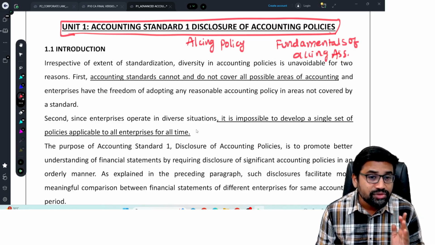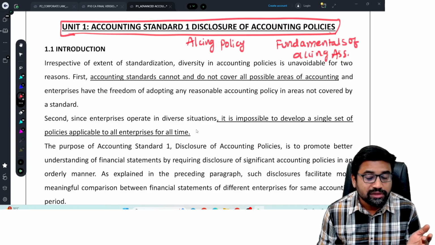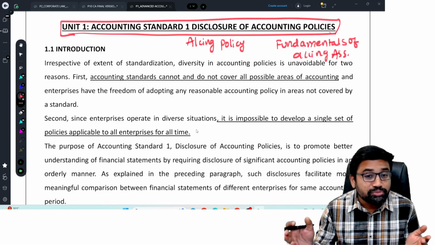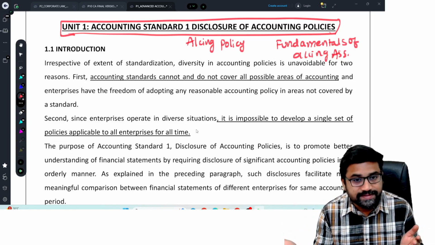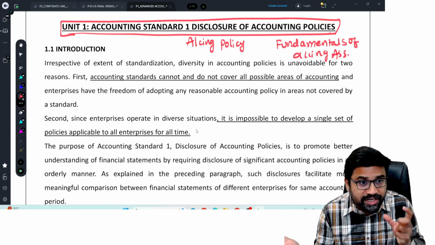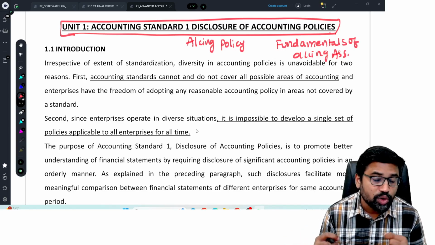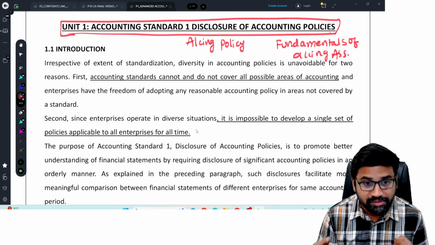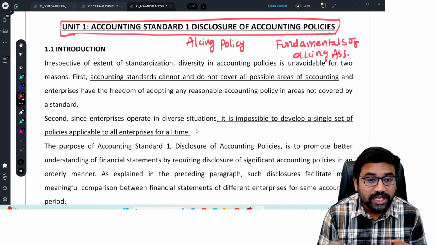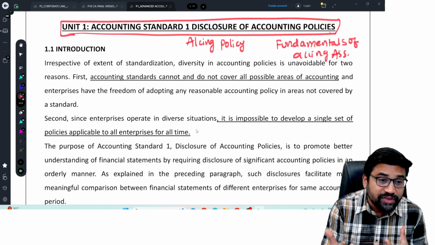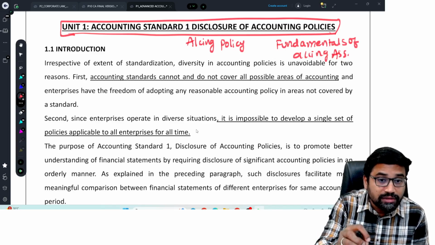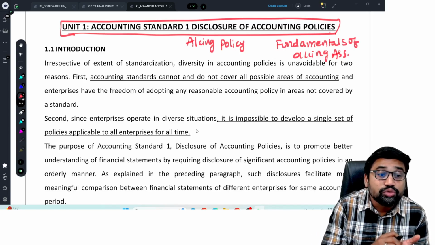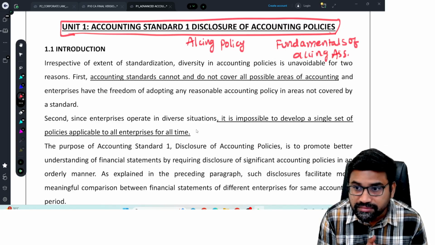Sir, on one hand you are saying there is no universal list of accounting policies which is applicable for everybody. On the other hand, you are saying ICAI is trying to bring the uniformity so that they want to improve the comparability and quality of the financial statements. Yes. So the main object of this standard is, even though it is not possible to have a single exhaustive list of accounting policies, for promoting better understanding of the financial statements, whatever accounting policies you are following in your organization, why can't you disclose them in your financial statements?